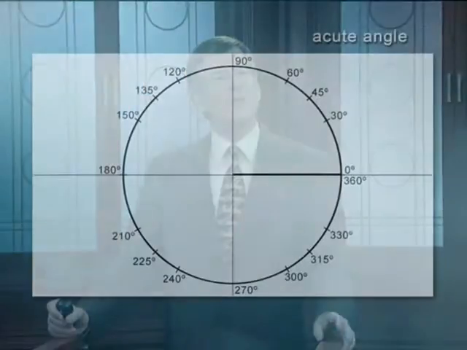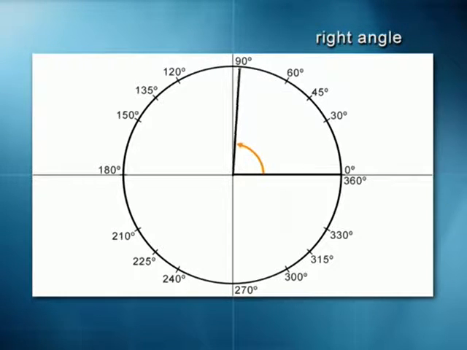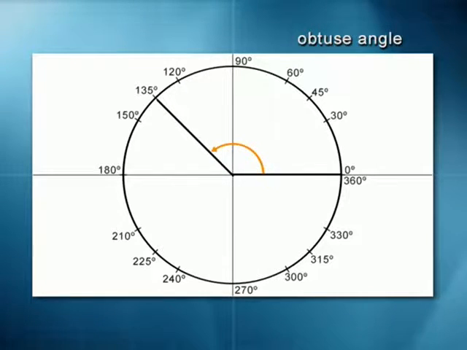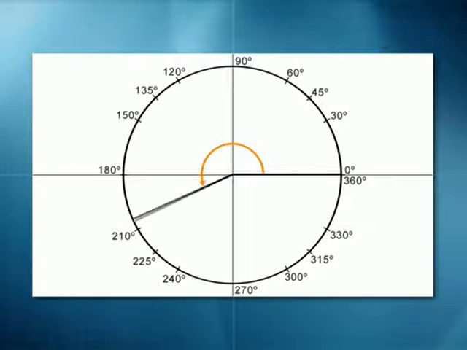Let me remind you of some definitions from your geometry background. You probably remember that an acute angle is an angle between 0 and 90 degrees. A right angle, as I said earlier, is 90 degrees. What's an obtuse angle? Well, that's an angle that measures between 90 and 180. And then you have what's called a straight angle, and that's 180 degrees, a half revolution around the circle. A full revolution is 360 degrees.